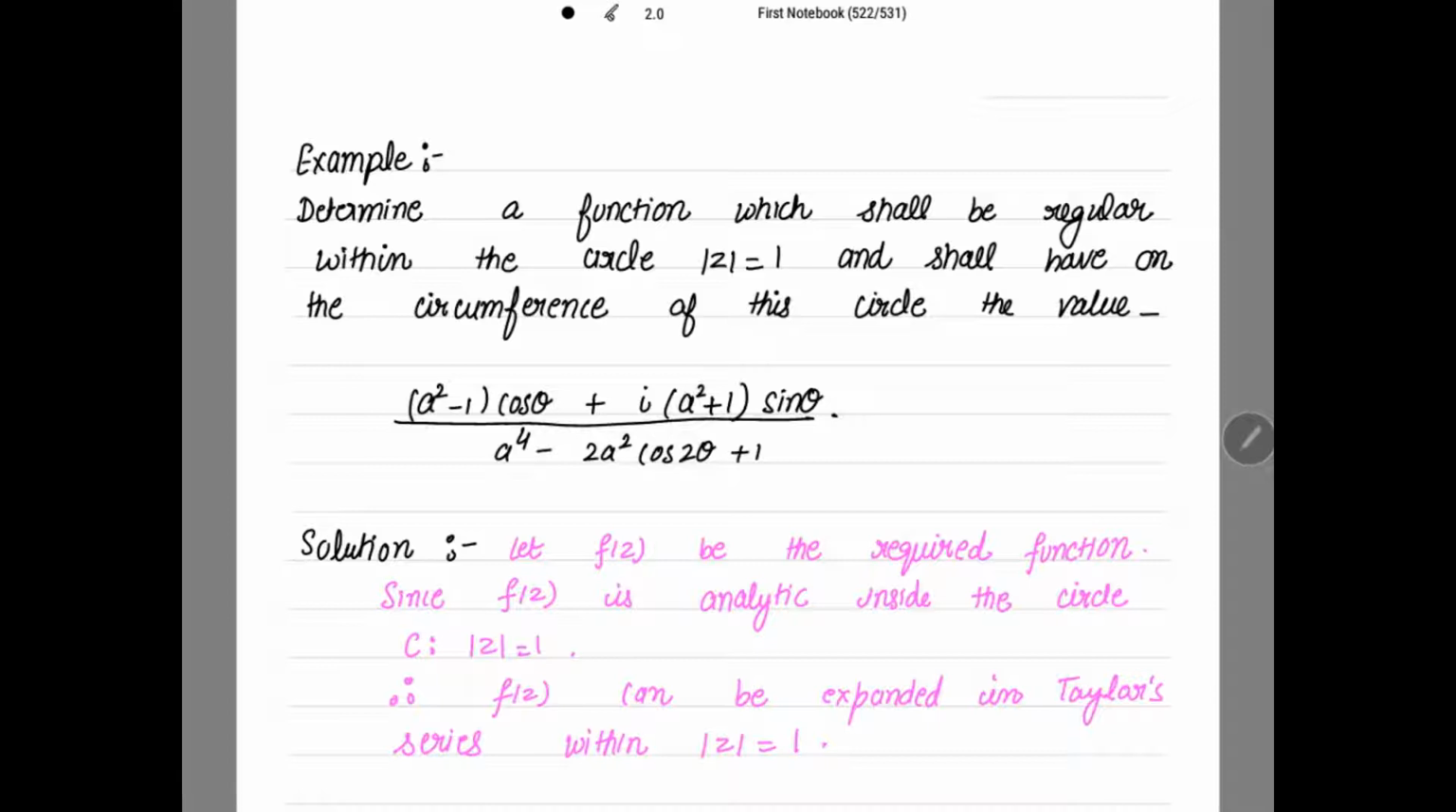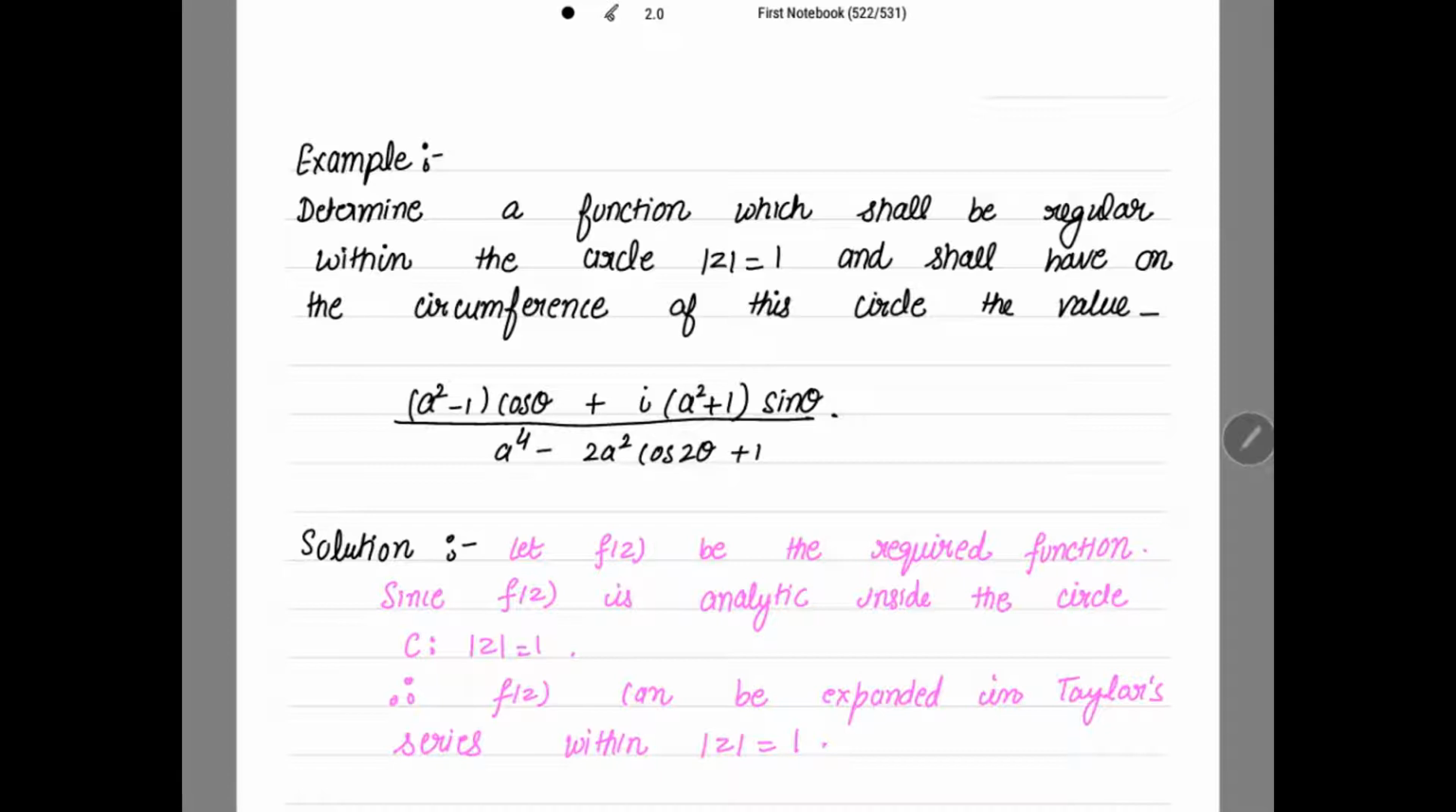What we need to do is first get our fz function in terms of exponentials, and then go for the coefficient an, put the value of fz in that coefficient, and we get some result. On the basis of that result we get the required function which we have to determine. So let's start. Let fz be the required function.